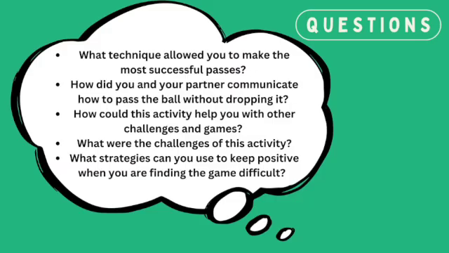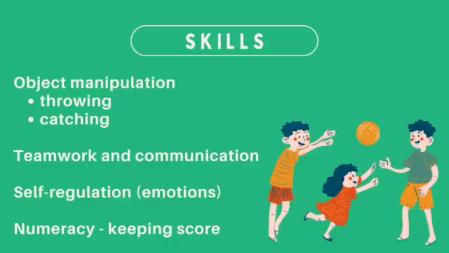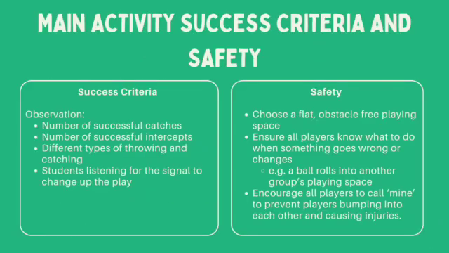After this activity, the teacher can ask what techniques and strategies the students used to successfully pass the ball without it touching the ground, as well as any challenges they encountered and what strategies they could use if they were finding the game difficult. Furthermore, the skills of this game include object manipulation, teamwork and communication, and self-regulation and numeracy. The success criteria for this particular activity includes the teacher observing successful catches, throws, and intercepts.